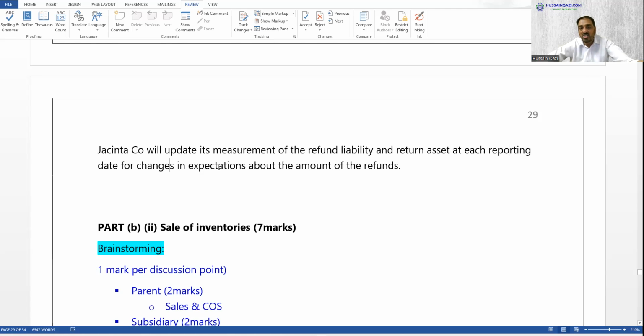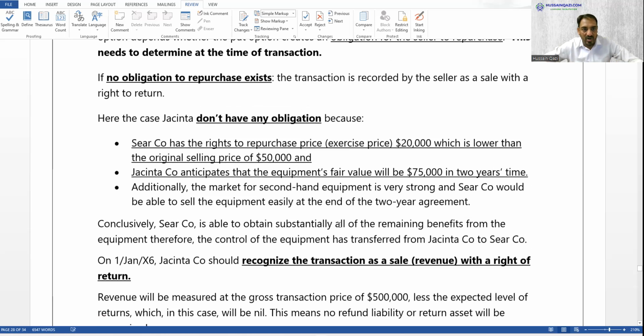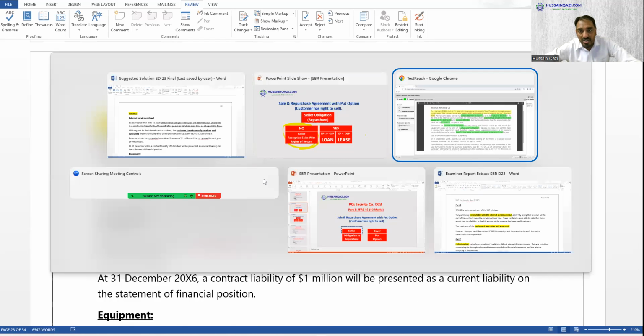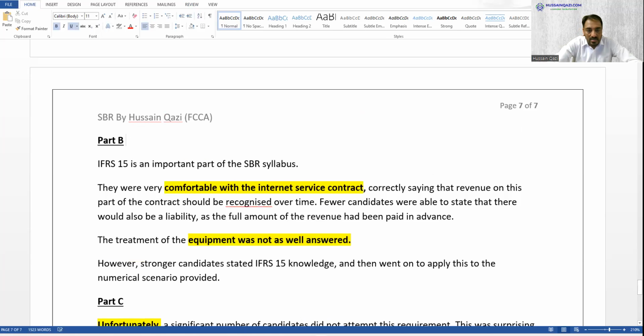At each reporting date, it reflects the changes in expectation about the amount of refunds. You know very well, the return of assets or the return of the particular inventory must be reassessed over the time period. If the conditions change, you have to reconsider the refund liability or return asset matter. Okay, so that is the point about part B1, students.